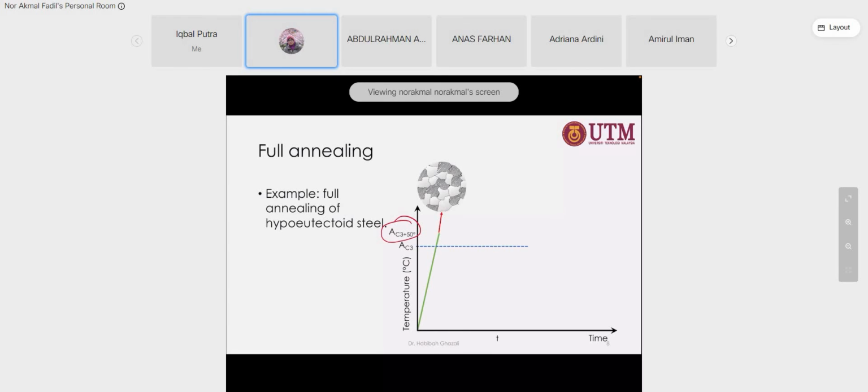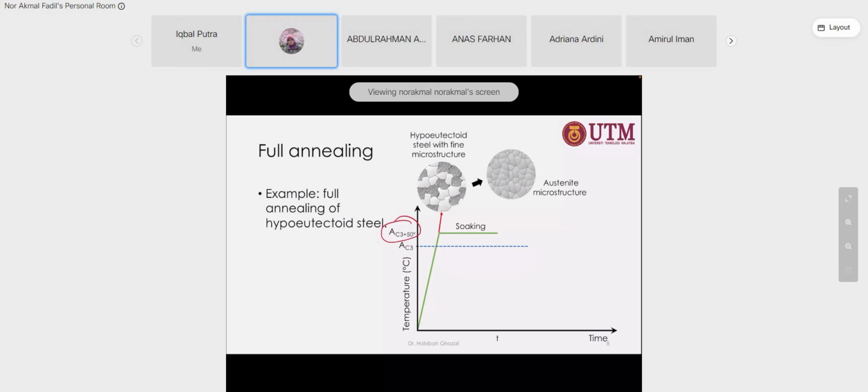Okay, so for the heating process, you increase the temperature to this level, and then step number 2 is soaking. It depends on the size of your sample. If the soaking time is too short, maybe not all the microstructure will change into the coarse structure, coarse grain.